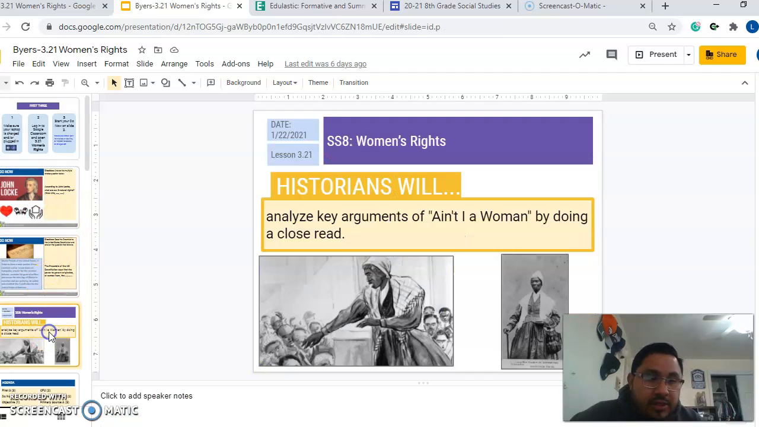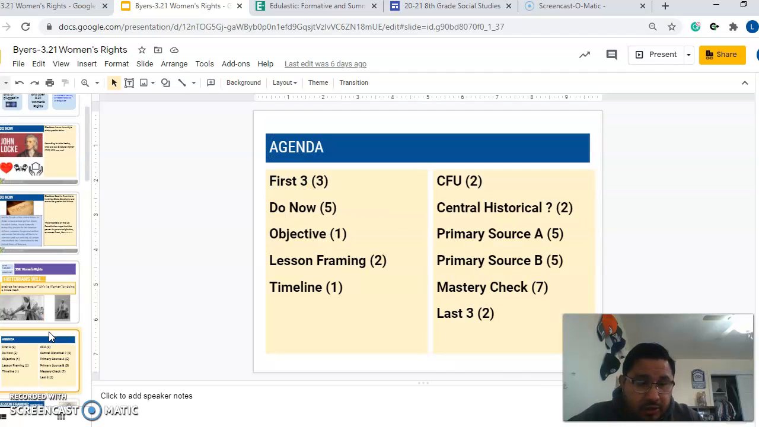Okay, so today you're gonna read a speech by Sojourner Truth. She was an African American woman who was formerly enslaved, and she became free, and she was somebody that advocated for women's rights. So please make sure that you are respectful as you go through these documents.